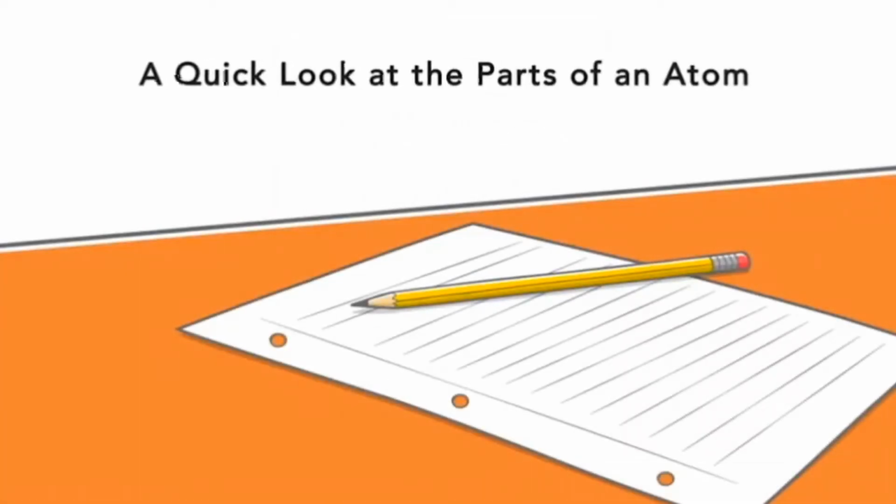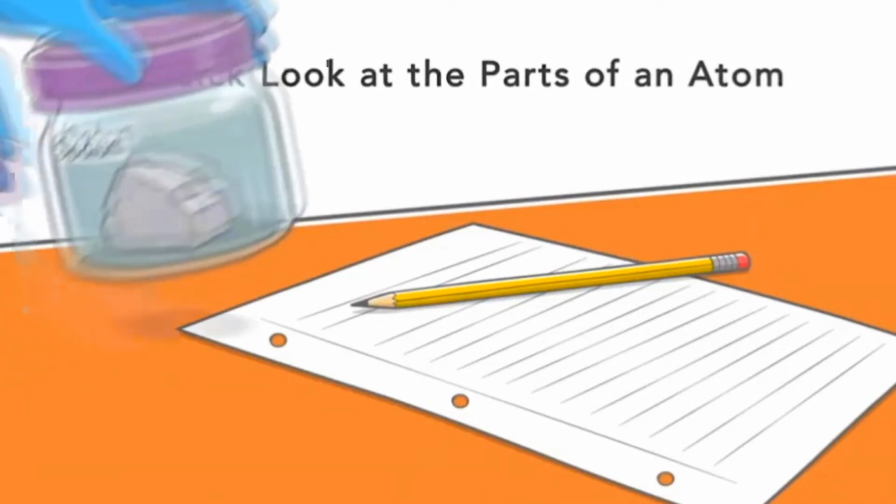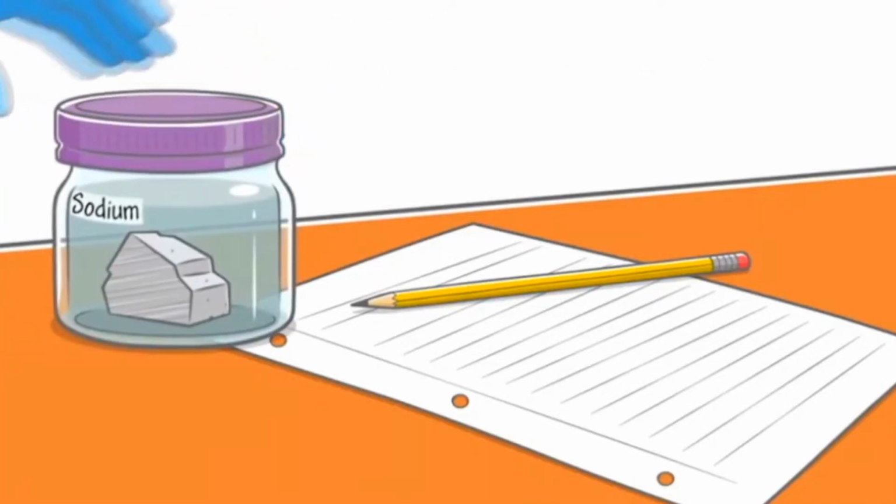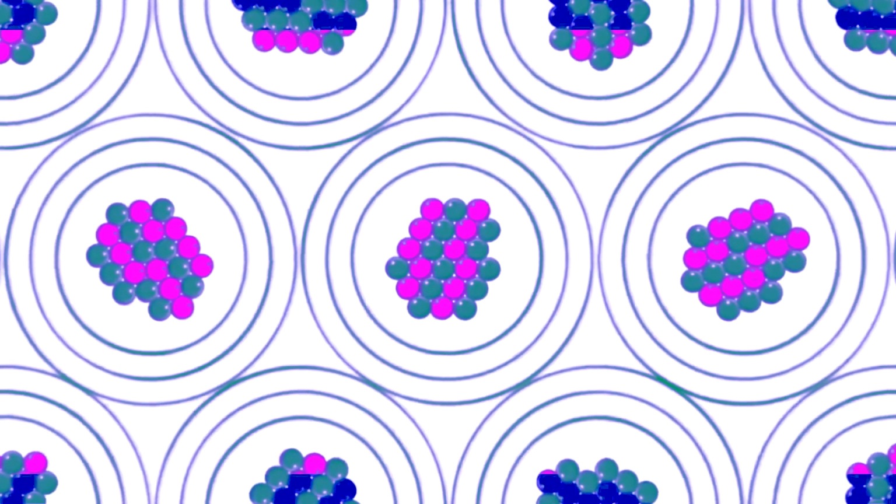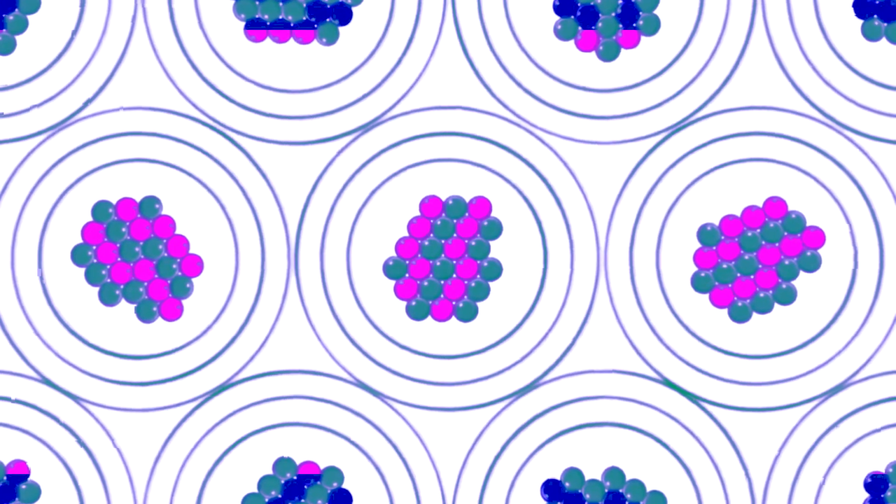A quick look at the parts of an atom. This is a piece of pure sodium, one of the elements in table salt. It contains 26 billion atoms of sodium. Each sodium atom has a nucleus made of protons and neutrons.